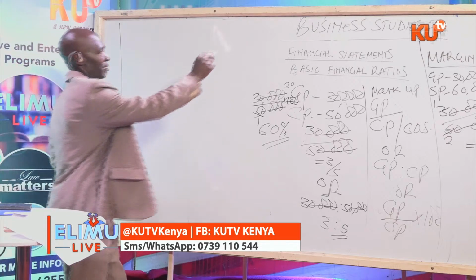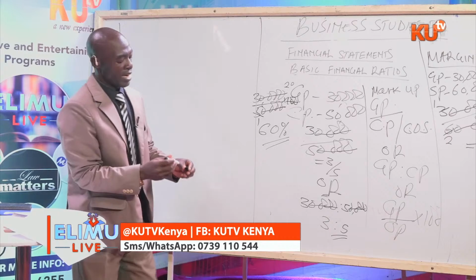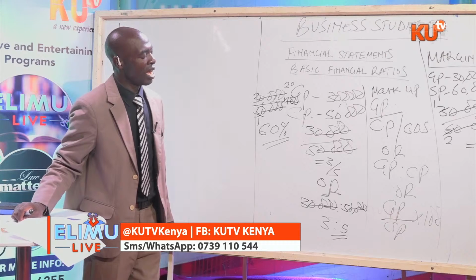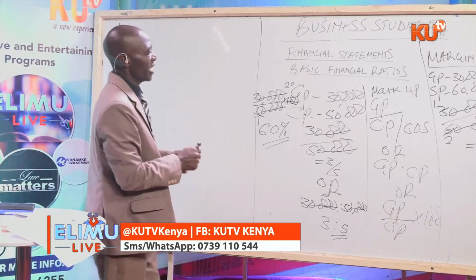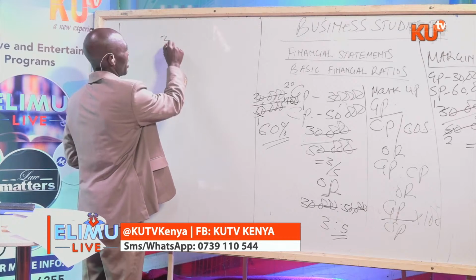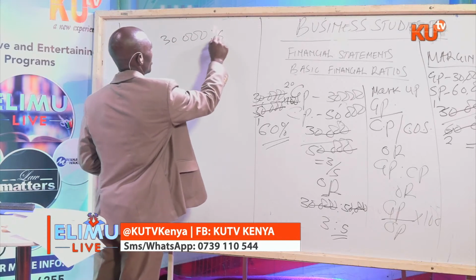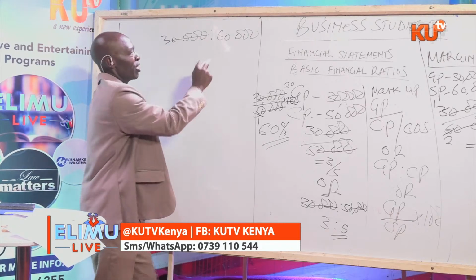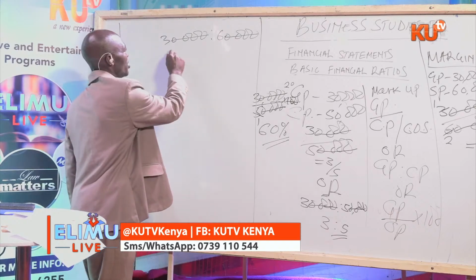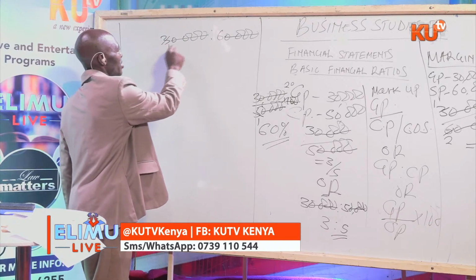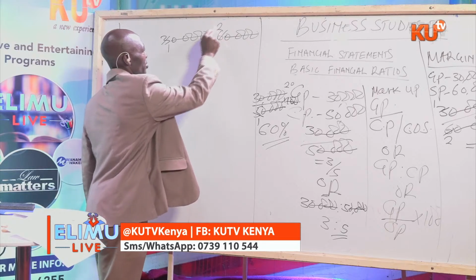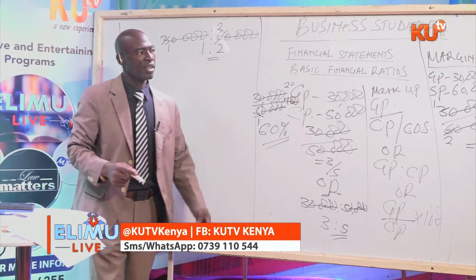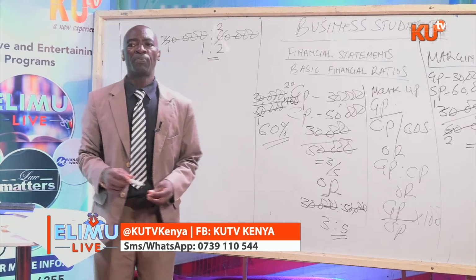In this case, we can now look at the margin as a ratio. So it is 30,000 is to 60,000. So in this ratio, you cancel the zeros. 3 cancels 3 once, 3 cancels 6 twice. So this is 1 is to 2. That is the answer basing on the ratio.